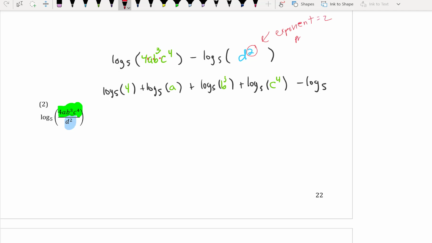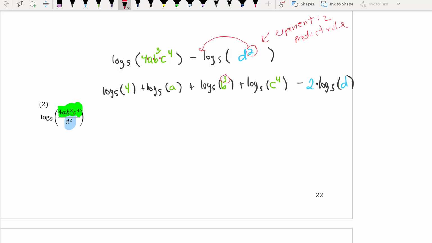So that tells me to use the product rule. So that's going to go out in front. So I really have minus 2 times my log base 5 of d.